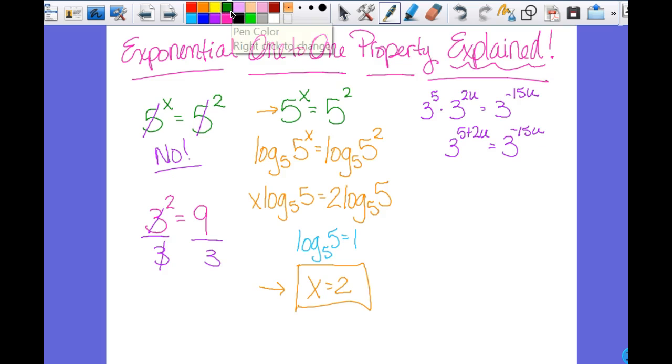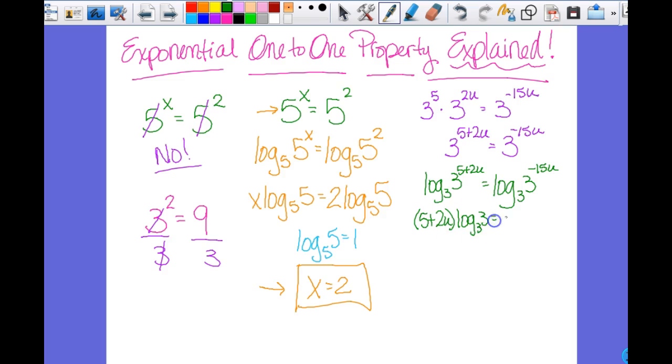Since the base of my exponential is 3, I would take log base 3 of 3 to the 5 plus 2u power is equal to log base 3 of 3 to the negative 15u power. And then nothing cancels out yet either. The exponents come out front, so I get 5 plus 2u times log base 3 of 3 equals negative 15u log base 3 of 3.